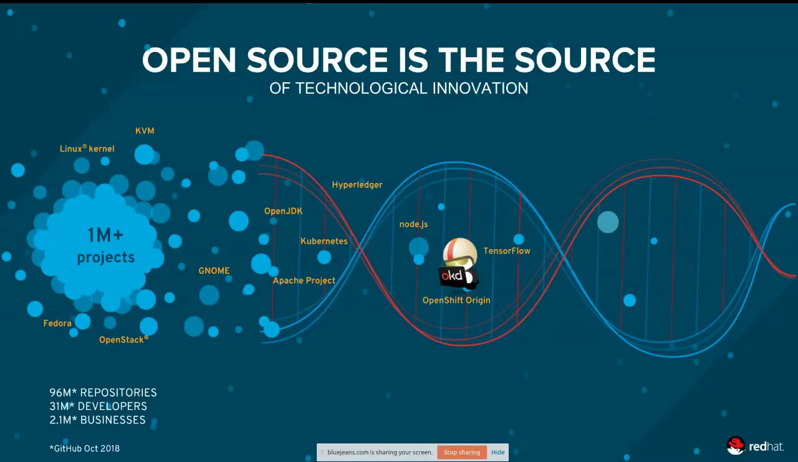So if you're anyone at Red Hat or you've ever sat in any Red Hat presentation, you've probably seen this slide or heard us talk about how open source is the source of everything and all of the technological innovation that's going on. And there's over 1 million plus projects out there in GitHub and 96 million repositories and people forking things and 31 million developers and 2.1 million businesses using GitHub. This is back in October of last year. And one of those projects has been one that I've been working on for the past 6 years, the OpenShift one.